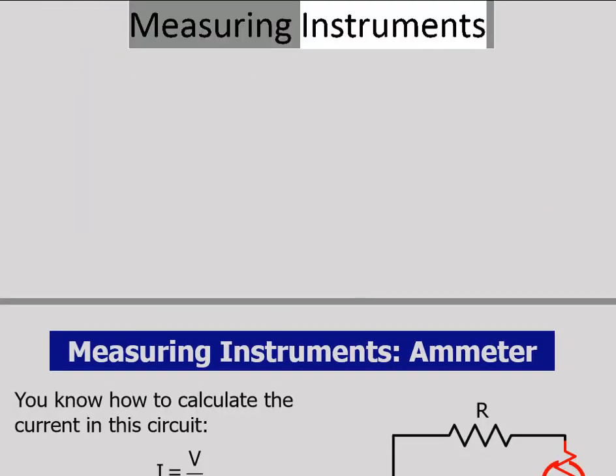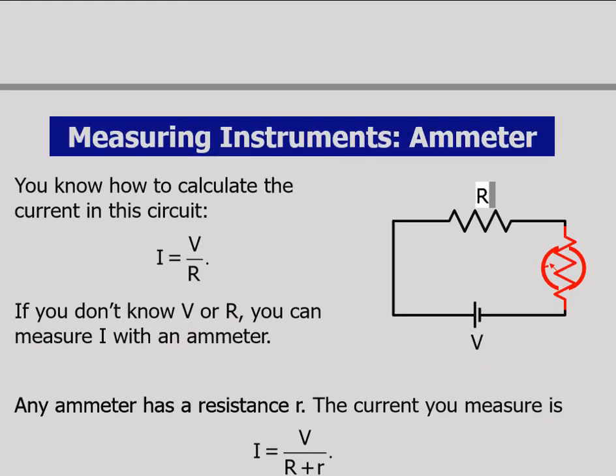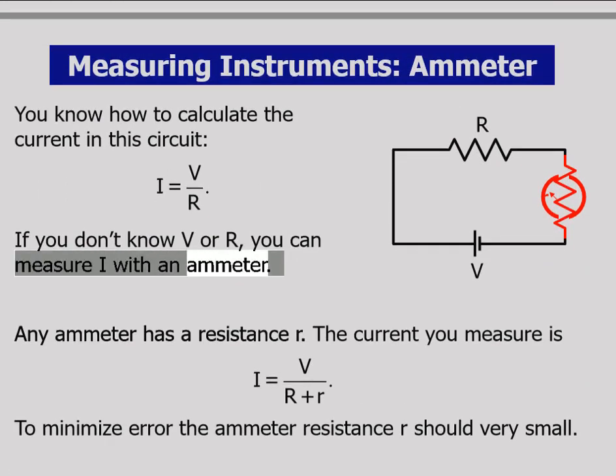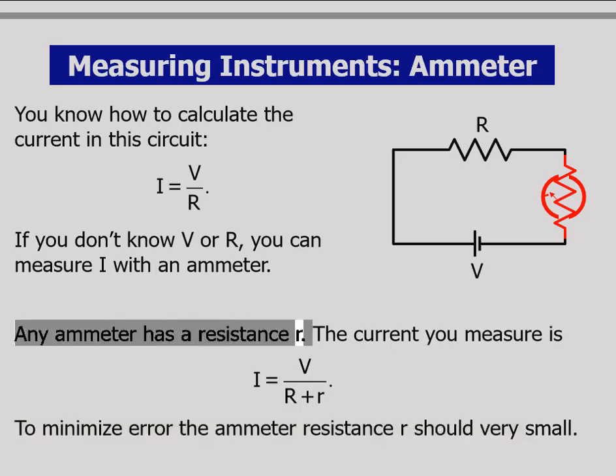Measuring instruments. You know how to calculate the current in the circuit. Ammeter: V over R. If you don't know V or R, you can measure I with an ammeter. To minimize error, the ammeter resistance R should be very small. Any ammeter has a resistance R.